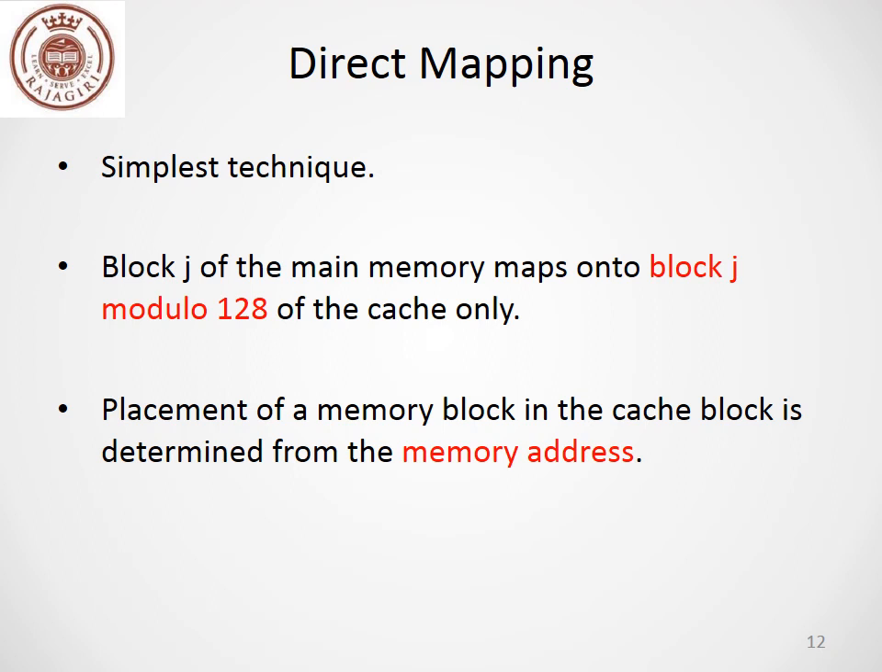So now what is our aim? How do we find out which block of the main memory is in the cache block now? Whether it is block 0 or block 128 or say block 256, which is currently residing in block 0 of the cache. For that, we need to look into the memory address.